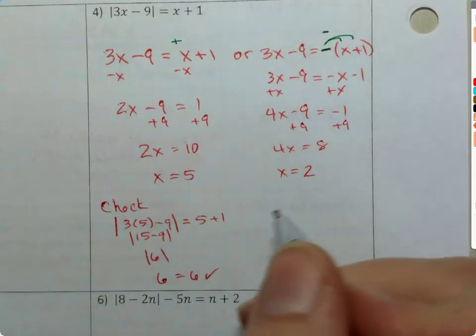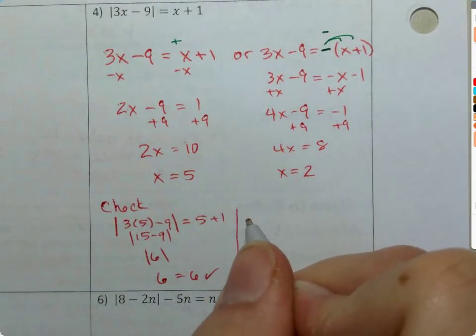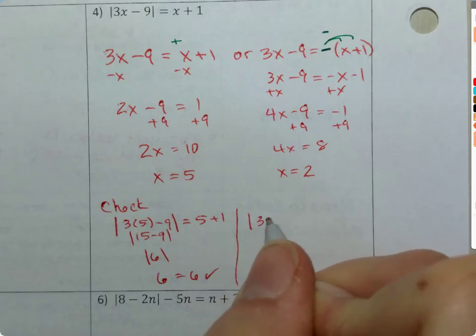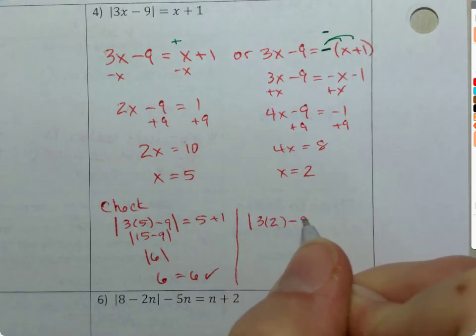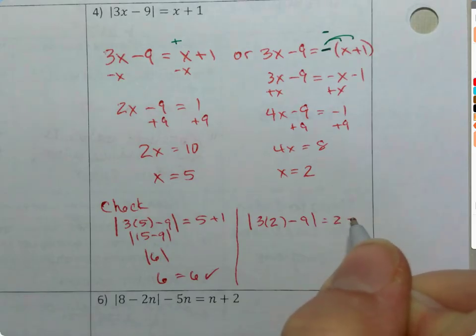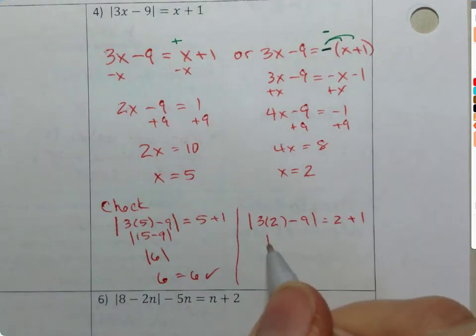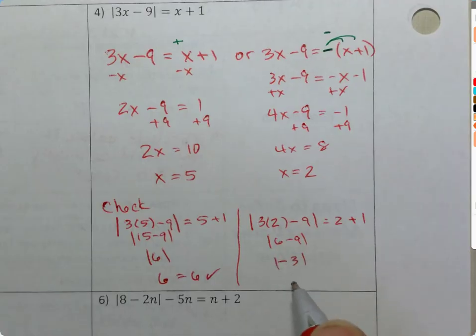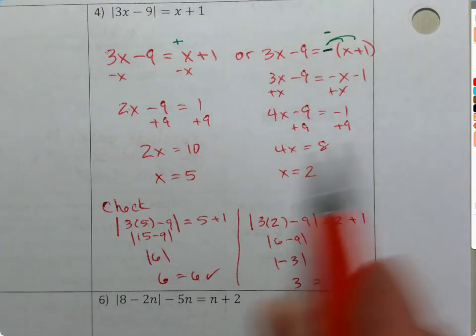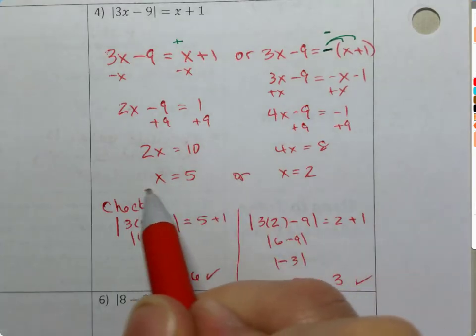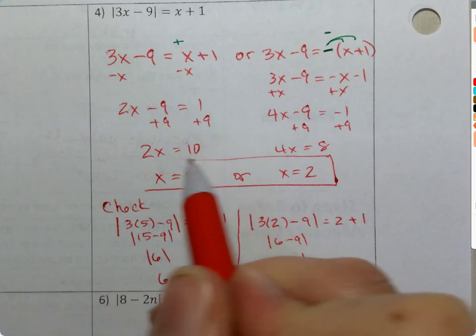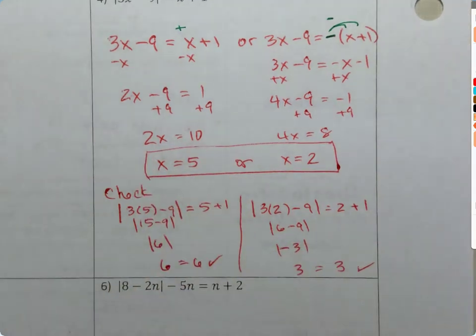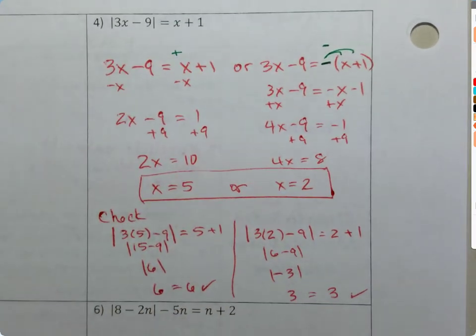Take your 2, plug it back into the original. We use the original because we need to test the absolute value. Everywhere there's an x, put your 2. This would be 6 minus 9. The absolute value of negative 3 is 3, and that equals 3. So both answers work. x is 5 or x can be 2. Both answers work for this problem.